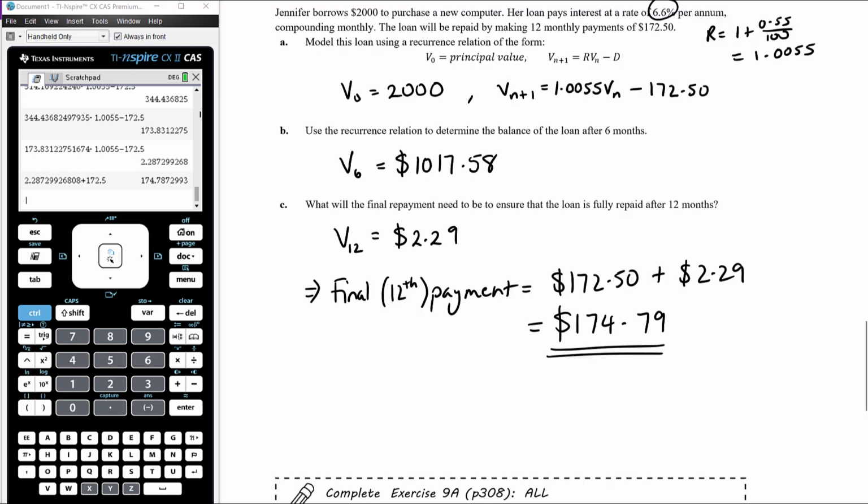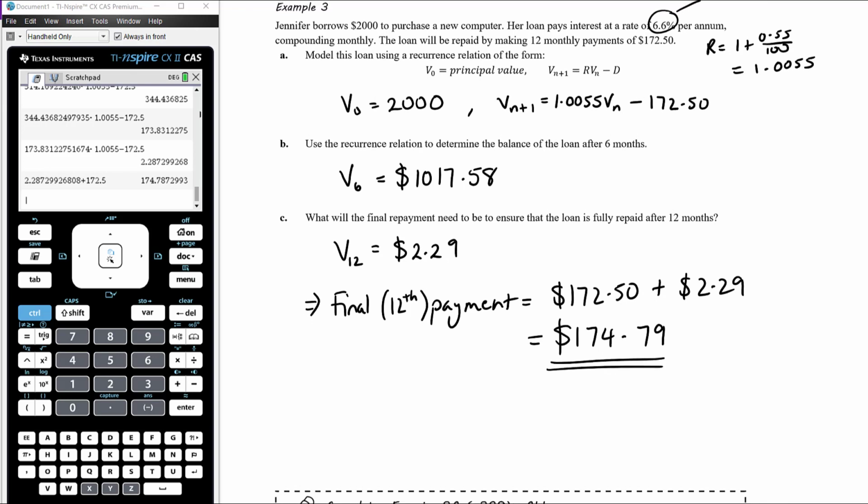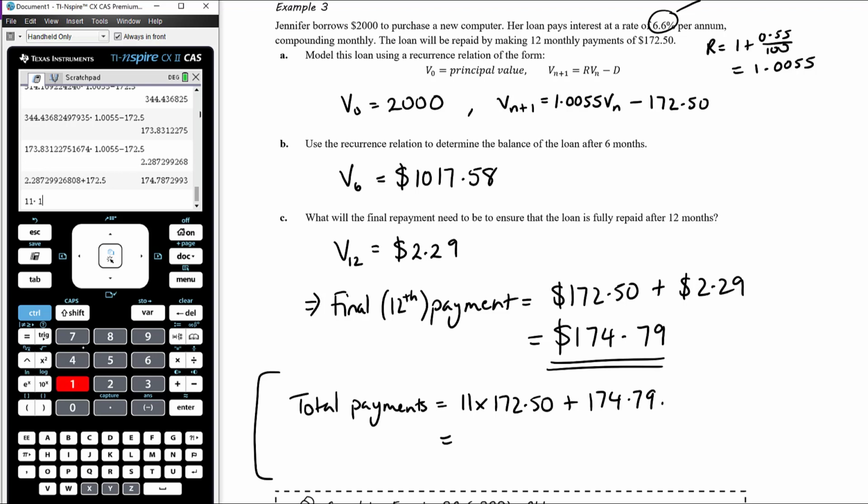So the next part of the question could be, how much is paid in total over the course of the loan. Now this is beyond what the question's actually asking for, but if we wanted to work out total payments, we've made 11 payments of $172.50, plus a last payment of $174.79. So we can work that out, 11 times 172.5 plus this payment.